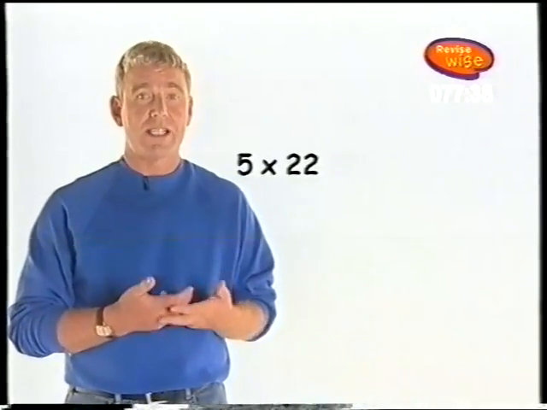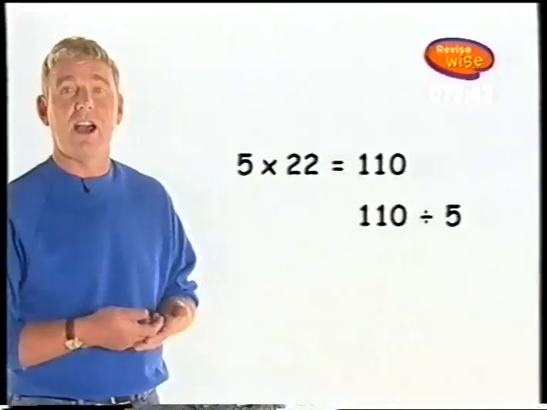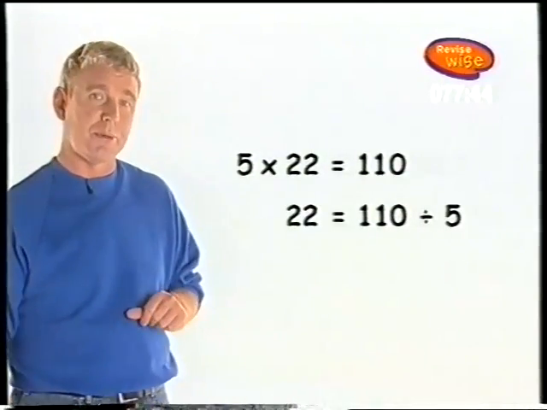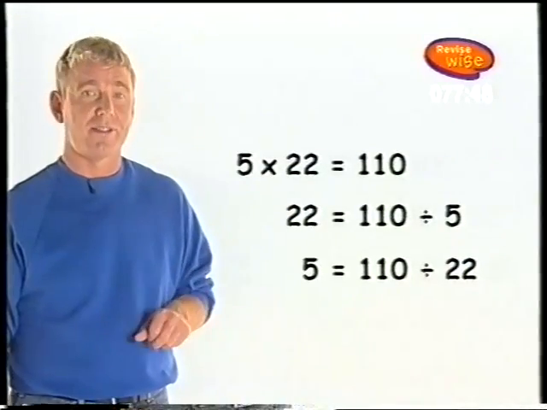See how multiplication and division are related to each other. 5 times 22 equals 110. 110 divided by 5 equals 22. And 110 divided by 22 equals 5.